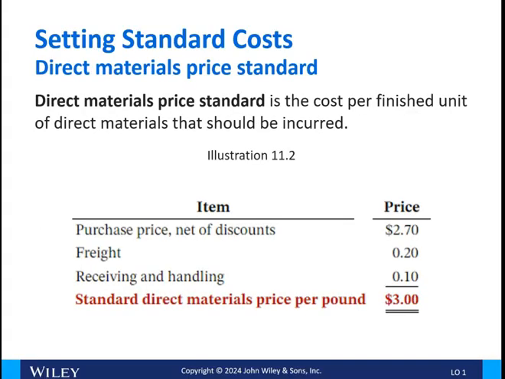Direct material price standard is the cost per finished unit of direct materials that should be incurred. So we're going to look at our purchase price, net of any discounts we're going to get, the freight that we're going to have to pay, and any receiving and handling costs can get included into that. And this is per pound of material. So it's standard direct materials price per pound, $3.